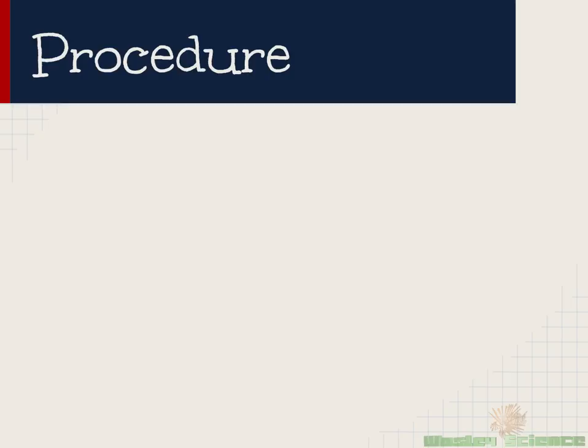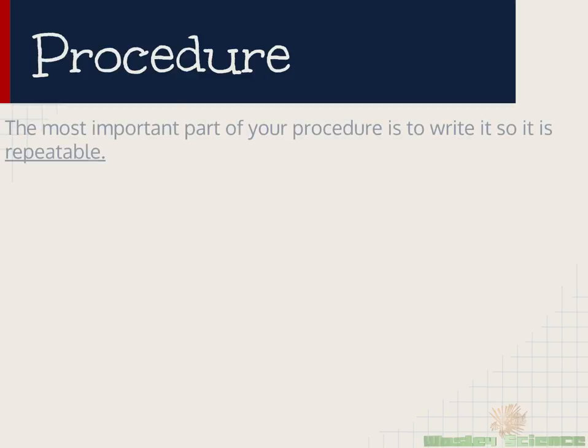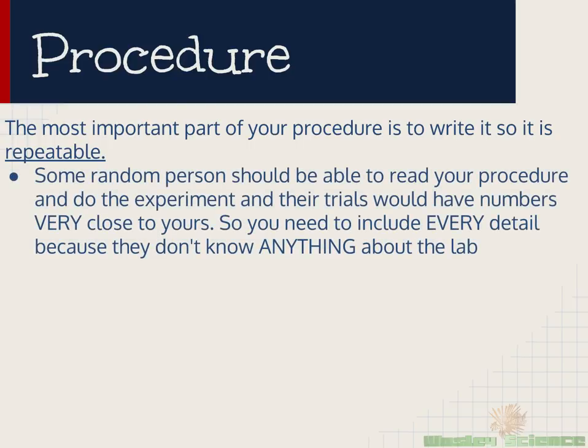All right, those two parts were relatively easy. Now on to a procedure. I imagine you're going to be looking at this a couple times. This is the most important part of your procedure, is to write it so it is repeatable. Remember that word from the most important words of science. Some random person should be able to just read your procedure and do the experiment and their trials, and they would get numbers that are very close to your numbers, and that would make your procedure repeatable.